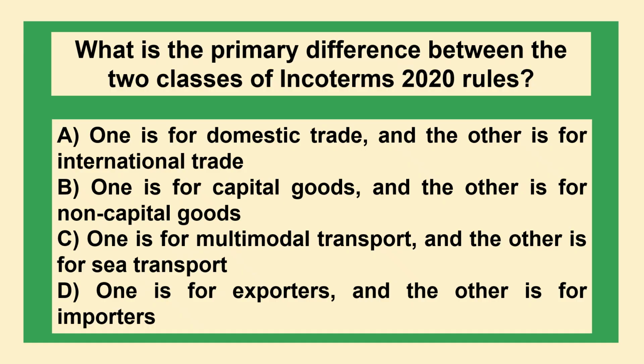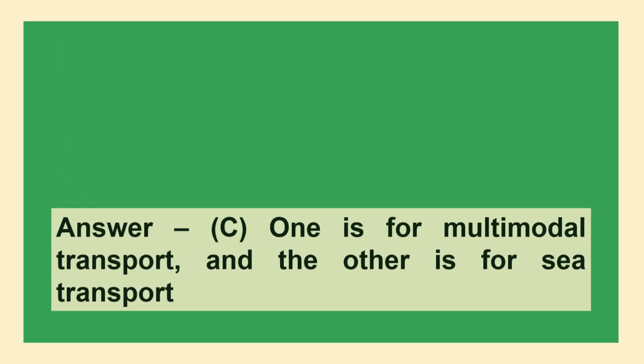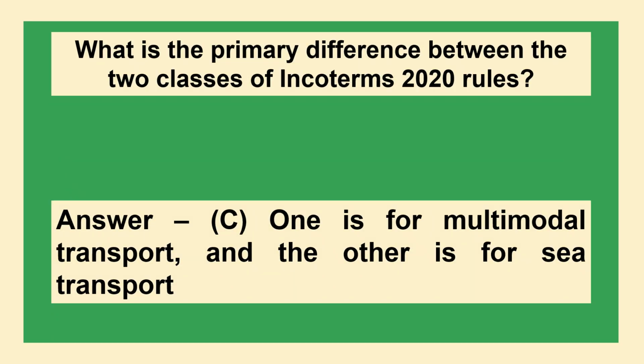What is the primary difference between the two classes of Incoterms 2020 rules? Option A, one is for domestic trade and the other is for international trade. Option B, one is for capital goods and the other is for non-capital goods. Option C, one is for multimodal transport and the other is for sea transport. Option D, one is for exporters and the other is for importers. The answer is option C. One is for multimodal transport and the other is for sea transport.